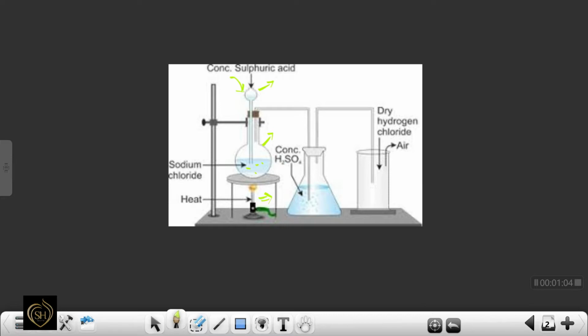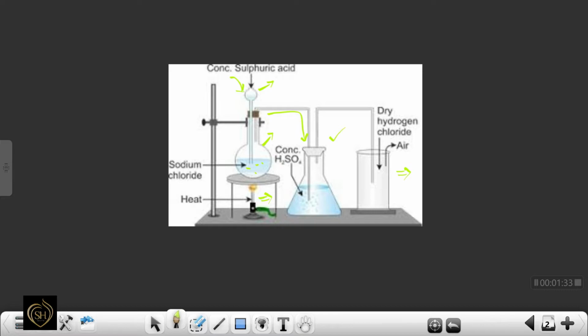Then the next step is the gas is dried by passing it through a washer bottle containing concentrated sulfuric acid. The gas is passed through this washer bottle in order to dry the hydrogen chloride gas. The next step, it is collected by upward displacement of air in a gas jar. This is the procedure involved in the preparation of hydrogen chloride.